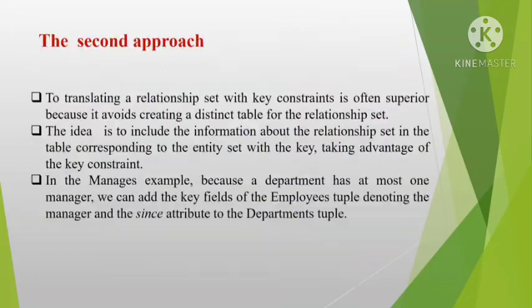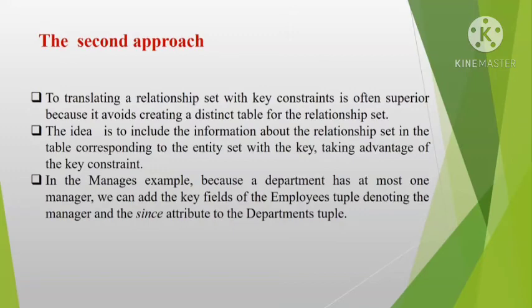The second approach to translating a relationship set with key constraints is often superior because it avoids creating a distinct table for the relationship set. The idea is to include the information about the relationship set in the table corresponding to the entity set with the key, taking advantage of the key constraint. In the manages example, because a department has at most one manager, we can add the key field of the employee tuple denoting the manager and the since attribute to the department's tuple.